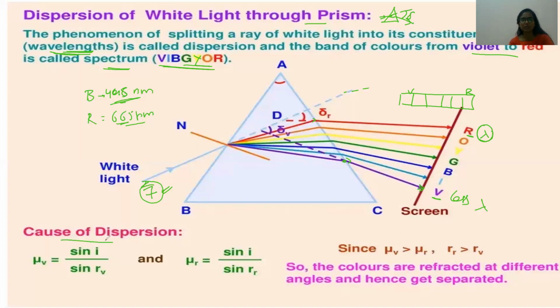So the cause of dispersion is the refractive index. What is the refractive index of glass? 1.5. Based on the refractive index, the dispersion also depends.